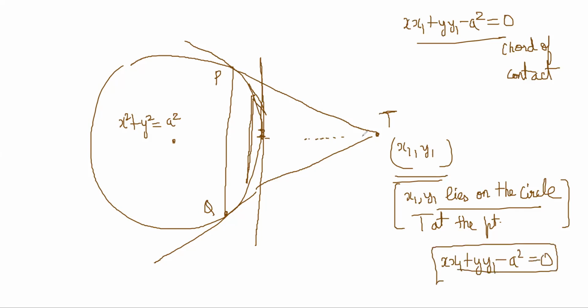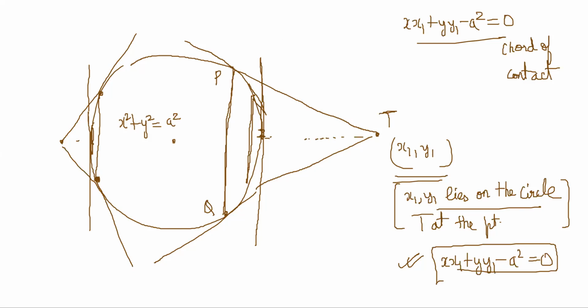So the idea that this line is x x1 plus y y1 minus a square is translating properly, and when you bring the point close, it becomes the correct thing that it should become, the tangent line. If you bring the point close, the chord of contact comes closer and closer, the smaller the chord is, and it becomes tangent eventually. You understand? So this is my chord of contact equation.